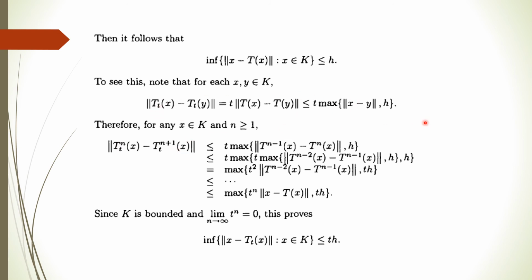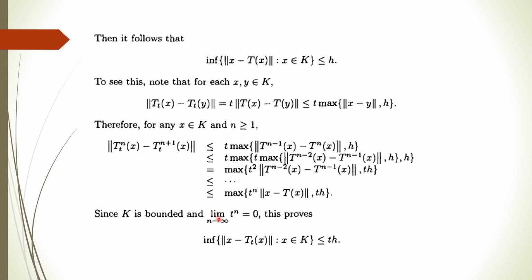By using this in the above inequality, it will be less than or equal to t times the max of the previous norms, the norm of the previous image comma h, and further by induction it will be less than or equal to the previous one. We can take this max outside and t inside, t square times this thing, and this t will be multiplied with h also, and so on. So the difference of two consecutive sequence norms will be less than or equal to max of t to the power n, norm of x minus tx comma th, right?